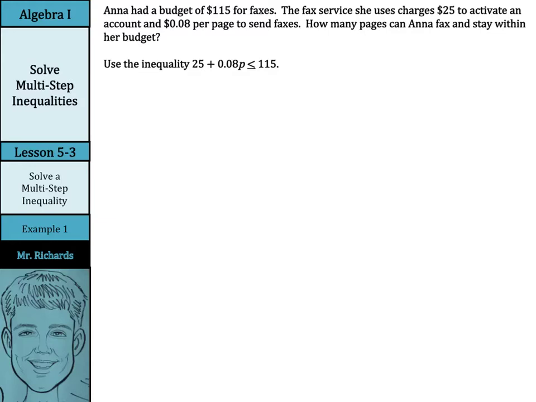Now it's nice, we're given the inequality 25 plus 8 cents times the number of pages is less than or equal to 115. Let's go ahead and solve that inequality, and we're going to solve this very similar to the way we solve multi-step equations. I'm going to rewrite this just to give myself some room to work.